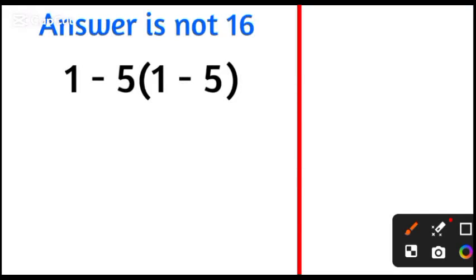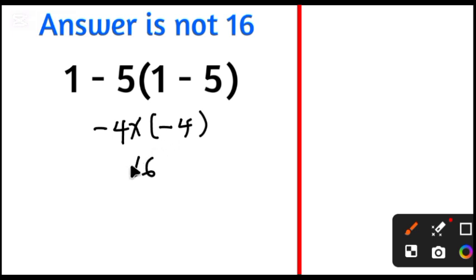People get this equation wrong because they solve it like this. 1 minus 5 equal to negative 4, times 1 minus 5 again will give us negative 4 again. Let's put this in parentheses. And negative 4 times negative 4 equal to 16. So you can see 16 is not correct.